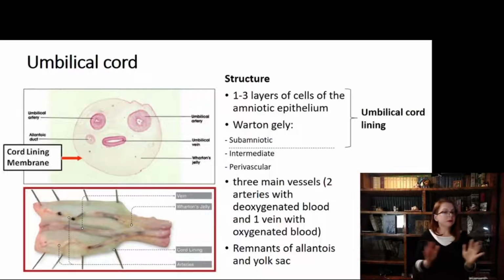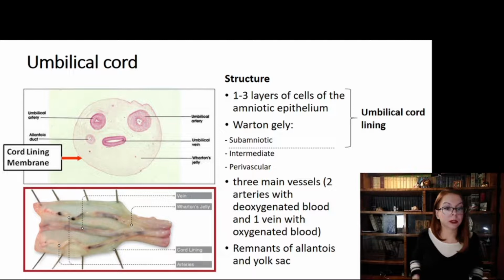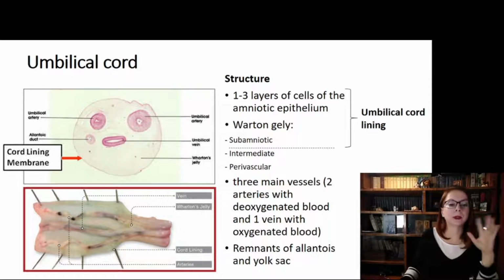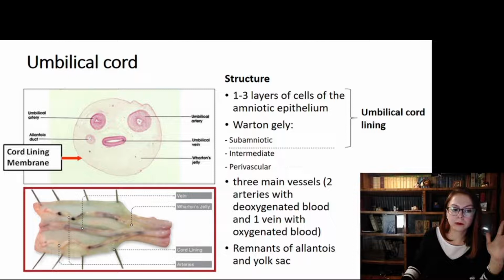Let's move on. Now let's talk about the umbilical cord, in brief and the most important. First, the structure of the umbilical cord. The outer surface is covered by the amniotic epithelium. It is continuous with the amnion, of course. Then under this, we can find the mesenchymal connective tissue, which is called Wharton's jelly. Wharton is the name of the author.